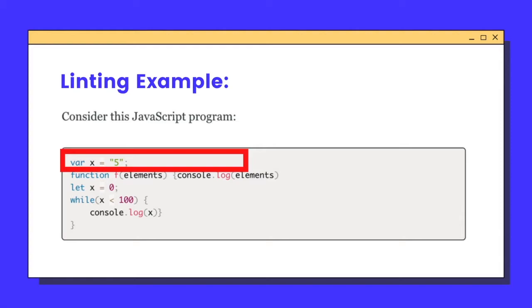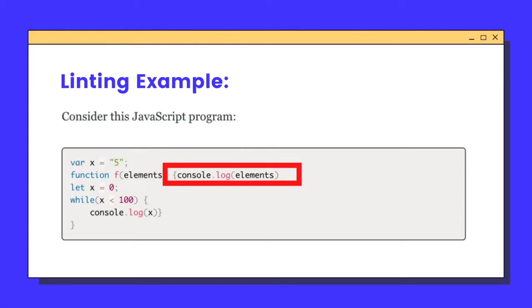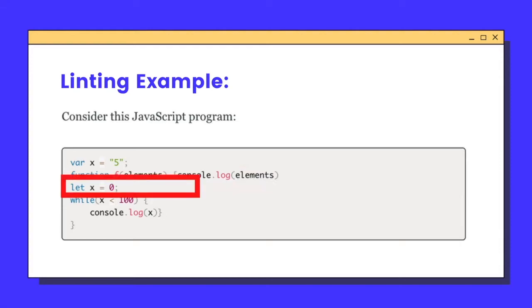It defines a variable, var x equals 5. It defines a function, but continues after the open bracket, which is generally considered bad practice. It uses let for the second variable and defines it with the same name as the first one. So this is just confusing and it wouldn't be called good code. A code reviewer would mention this in a code review.